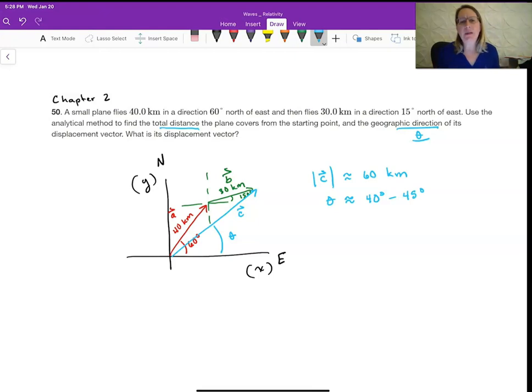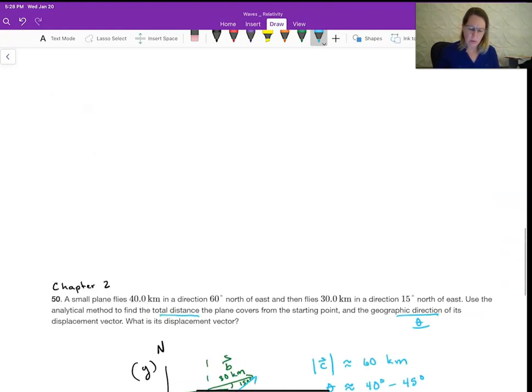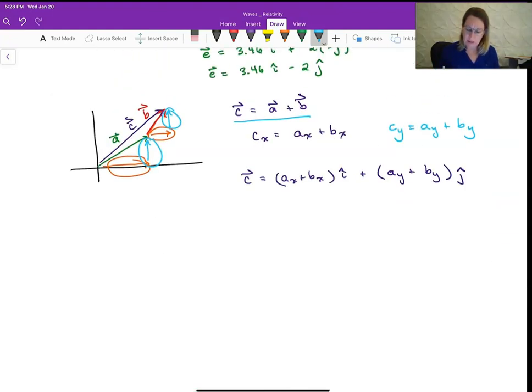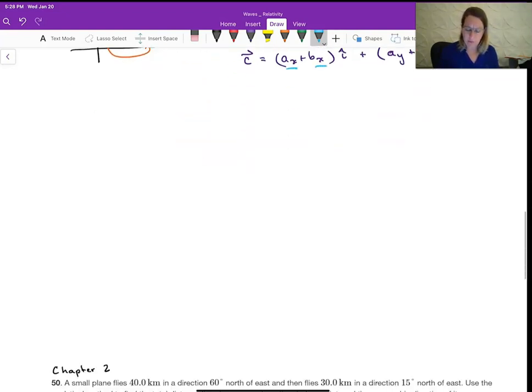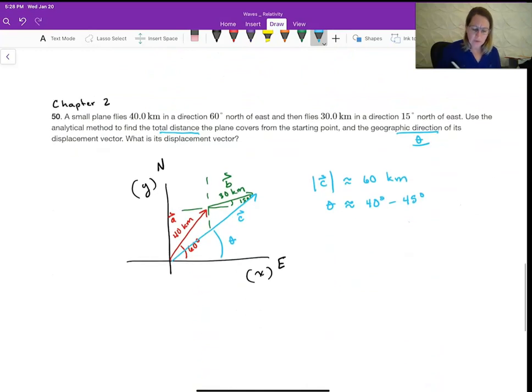It's useful to estimate this to know if your value is good based on your diagram, but to actually get the numbers, we're going to use the component notation that we developed above. So we're going to look at this, and this involves first finding the x components of a and b and the y components of a and b. So we first get a little practice with our vectors here.